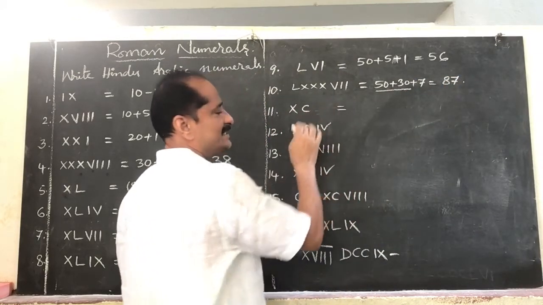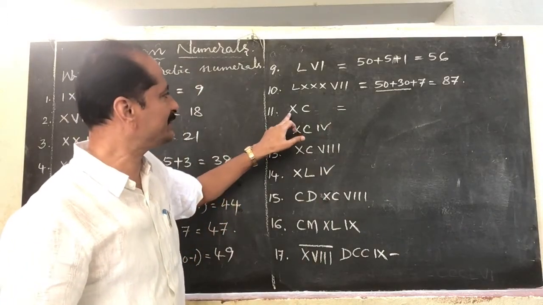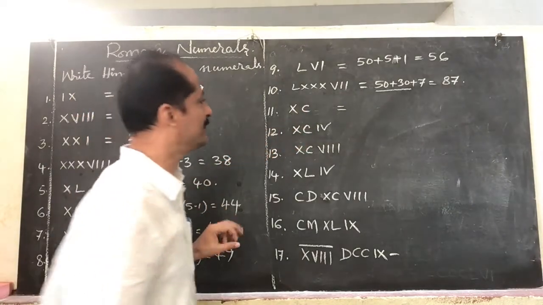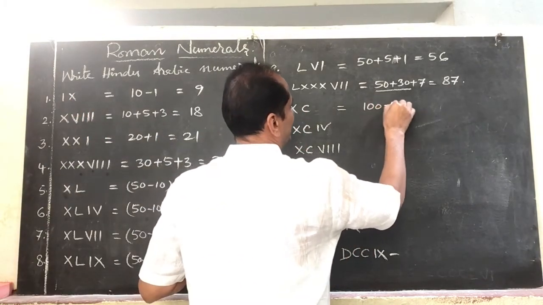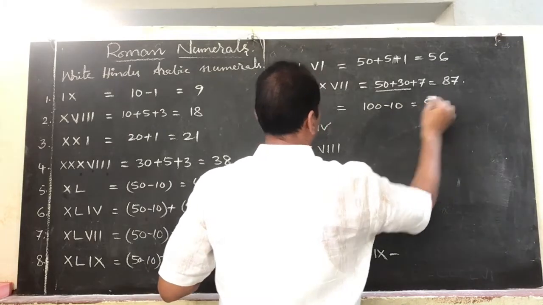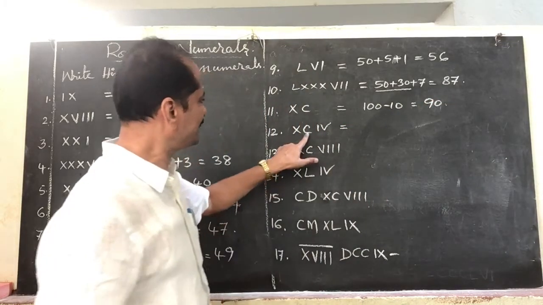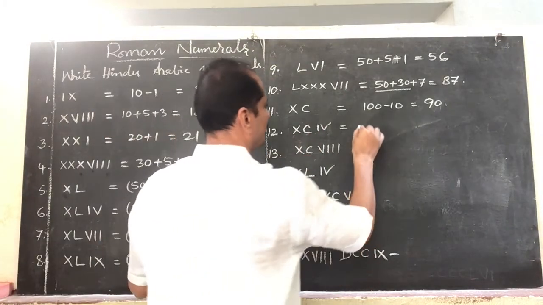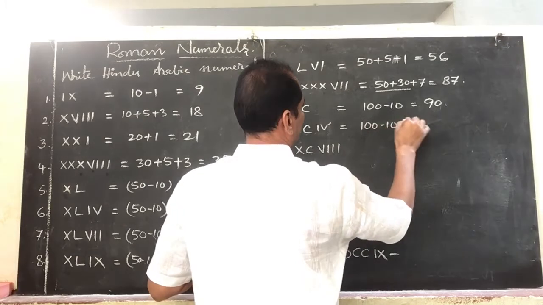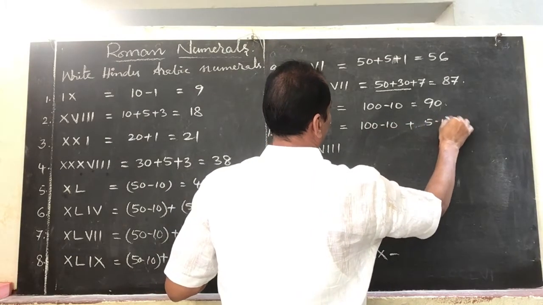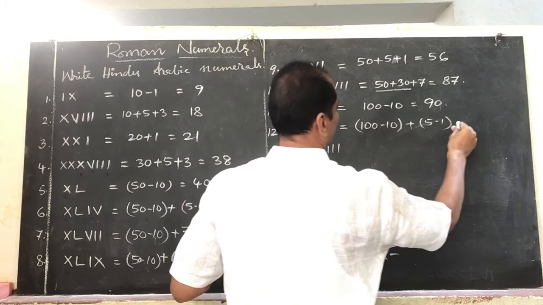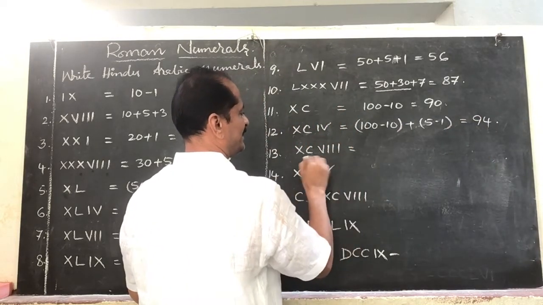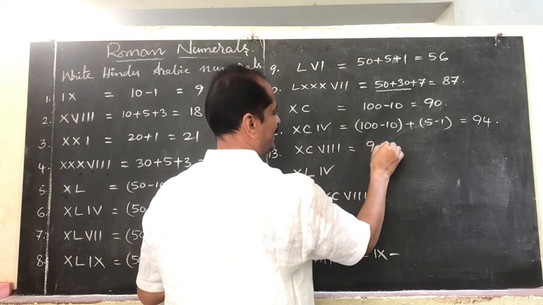Now XC. So X is the smaller symbol written on the left side of the greater symbol. So that is to be subtracted. 100 minus 10. That is 90. Next here. So again here also 100 minus 10, 5 minus 1. So 90 plus 5 minus 1 is equal to 90 plus 4, 94 is the answer. Next here, 100 minus 10, 90 plus 8, 98.